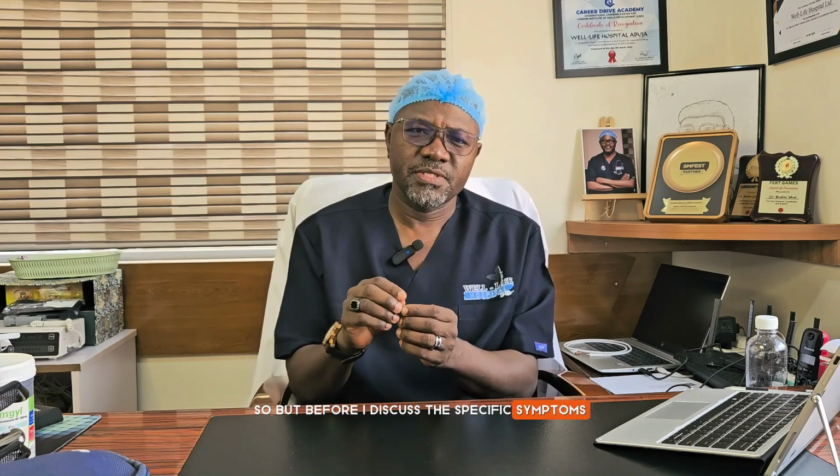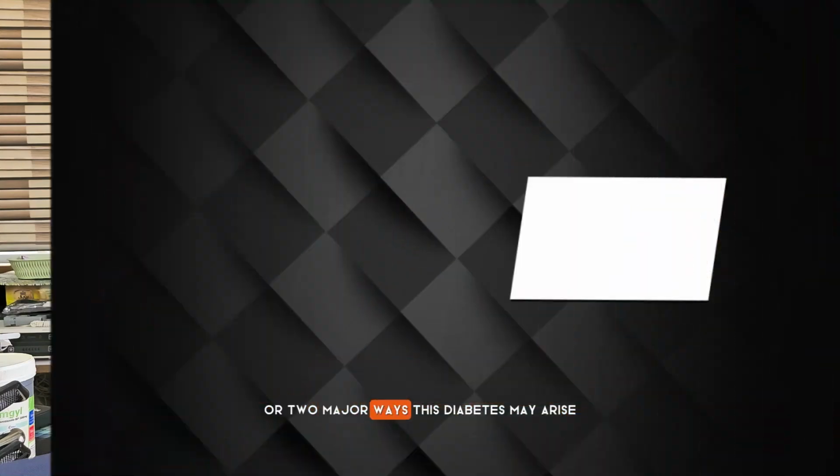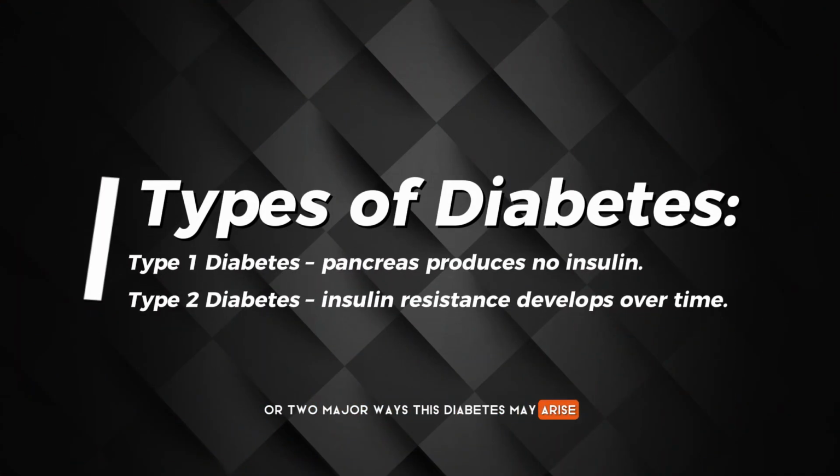But before I discuss the specific symptoms, let me say this. There are two major types, or two major ways, this diabetes may arise. One is a situation where, for some reason, someone is born with a pancreas that is not able to produce insulin at all. That type, we call type 1 diabetes.